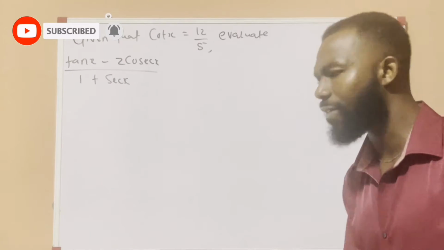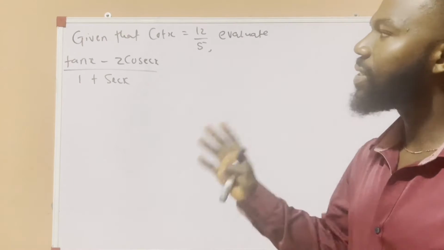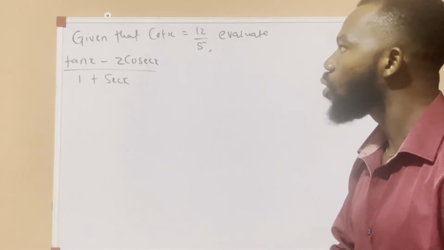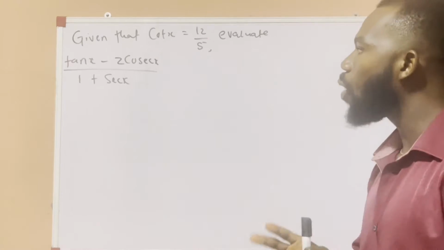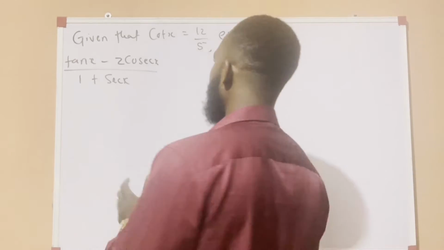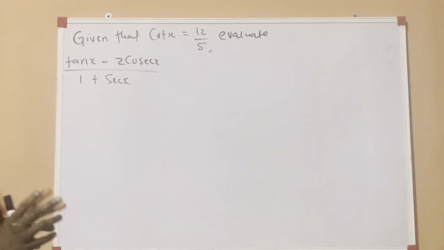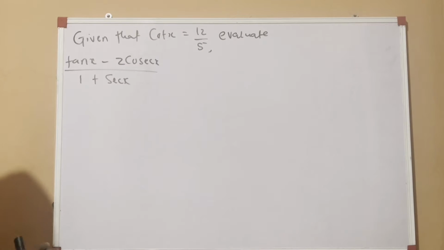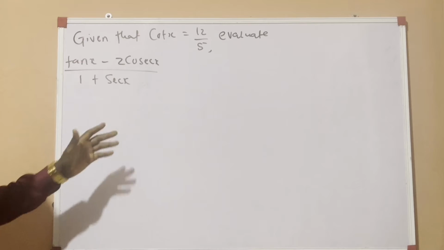Given that cos x equals 2 over 5, evaluate (tan x minus 2 cosec x) over (1 plus sec x). This is a question from trigonometry as a topic in mathematics. How do you solve this question?